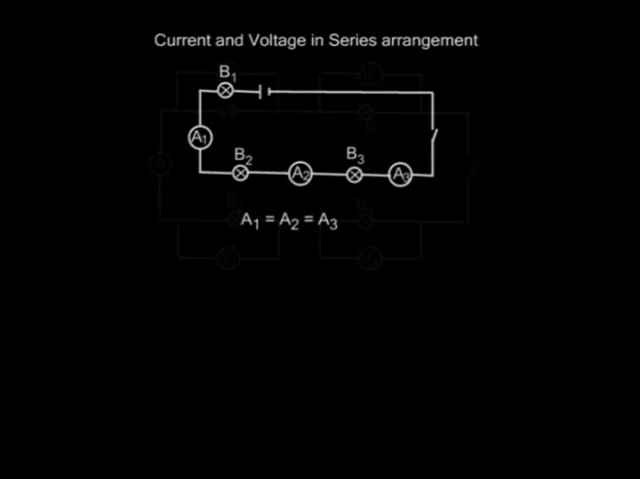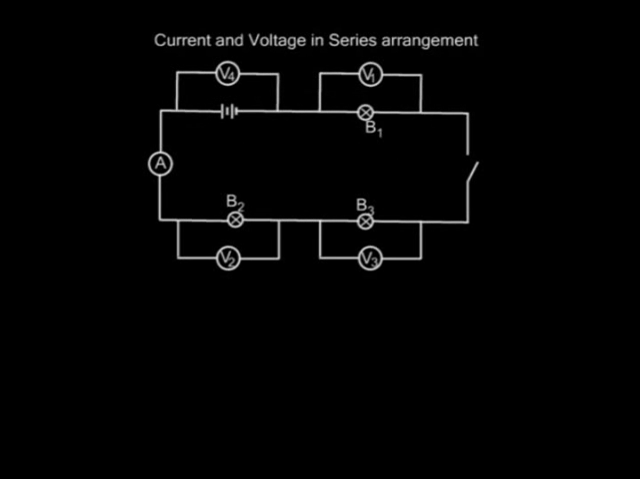Now we want to measure the potential difference across each of the bulbs. Notice that the voltmeter is connected in parallel to each of the bulbs. When the circuit is complete, it is noted that the voltage across each of the bulbs is different. However, the total voltage drop across the bulbs, that is V1 plus V2 plus V3, will be equal to the total voltage V4 across the terminals of the battery.